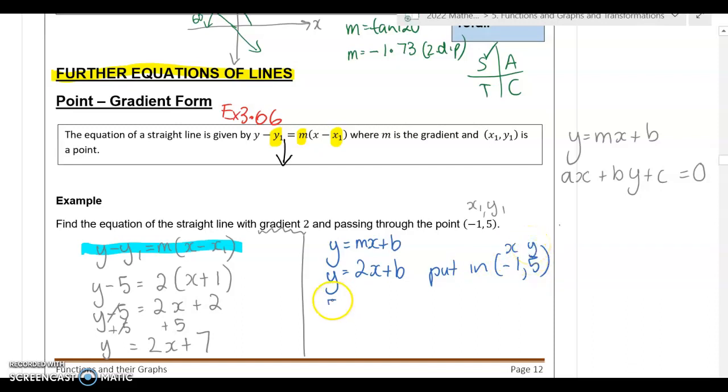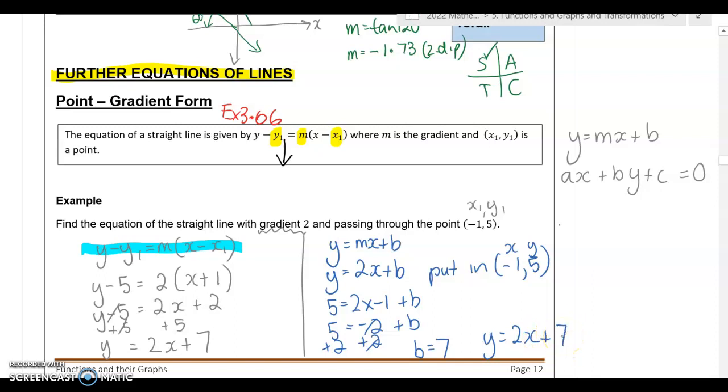So that would mean that 5 is equal to 2 times our minus 1 plus b. So 5 is equal to minus 2 plus b. Let's add 2 to both sides, plus 2, plus 2. So we end up with b is equal to 7. So it's the same equation as before. In here, we've got y equals 2x plus b, and b is 7. So y is equal to 2x plus 7.